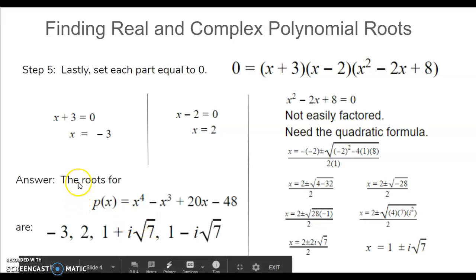So our problem's over, and the roots for this polynomial are negative 3, 2, 1 plus i square root 7, and 1 minus i square root 7. I have 1, 2, 3, 4 roots, and I have an x to the 4th, so that is correct.